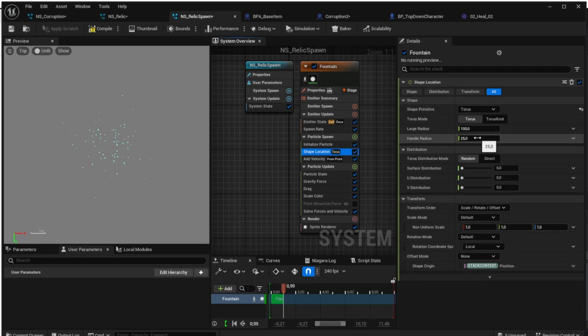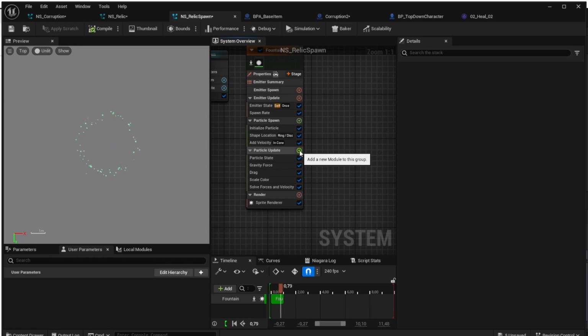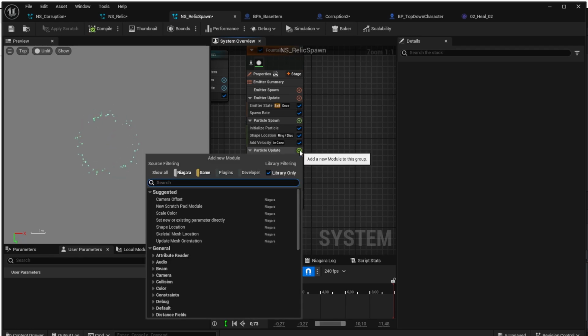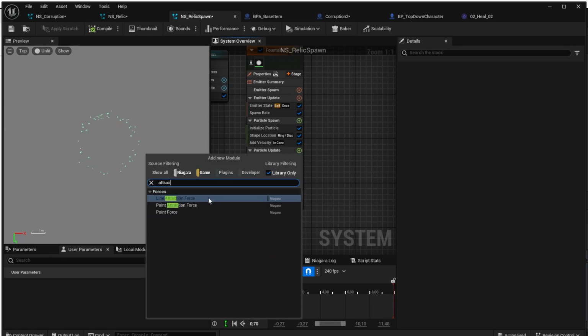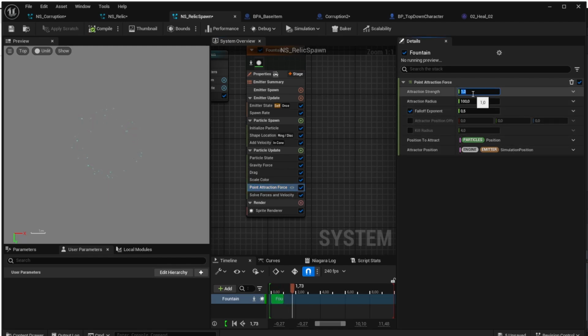But then I stumbled upon the Point Attraction Force module in Niagara. It lets you attract particles to a specific point, and I set the attraction point to the center of the relic, tweaked the force settings a bit, and finally got the results I had in my mind. Watching it come to life was so satisfying.